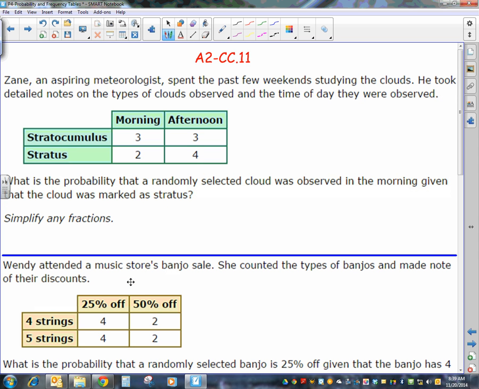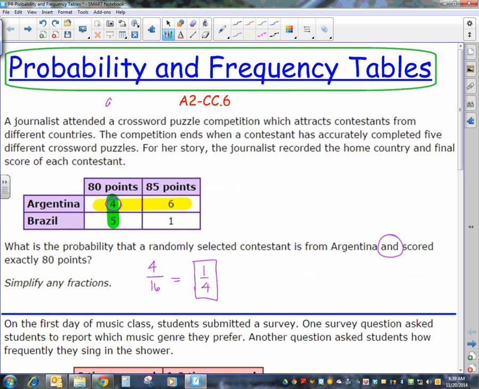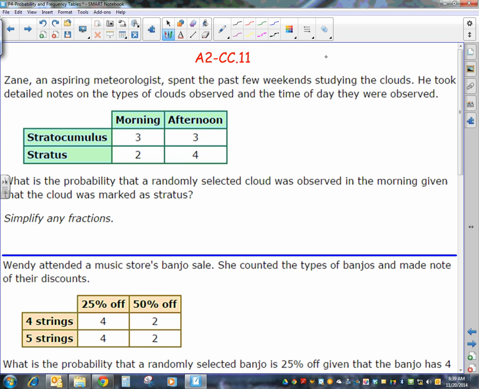Now let's look at CC point 11. Okay, the difference, those first two, let me go write that up top. These dealing with and or. And is when it happens to both, and this is when it can be either one. Okay, these, the magic word and what you're looking at is they have the word given in them.